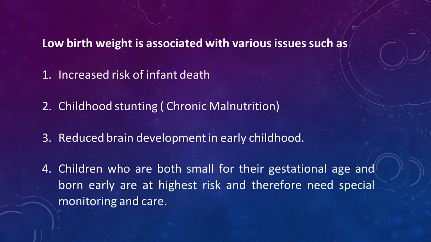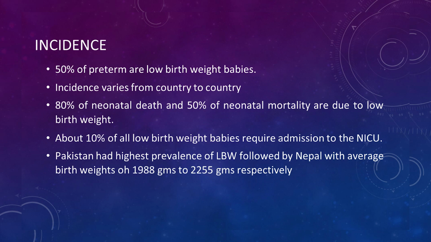Then childhood stunting because of the chronic malnutrition, then reduced brain development in early childhood. Children who are both small for their gestational age and born early are at the highest risk and therefore need special monitoring and care in that group. About 50% of the preterm are low birth weight babies. The incidence varies from country to country.